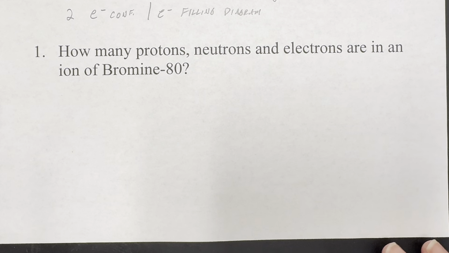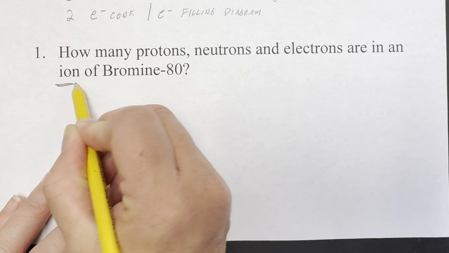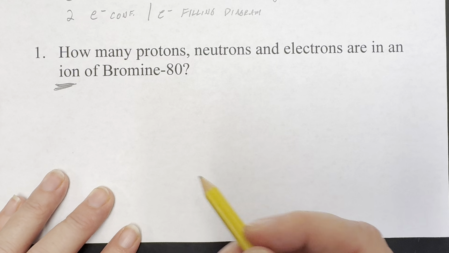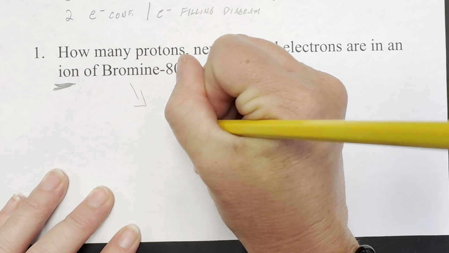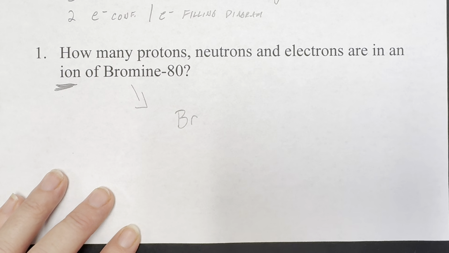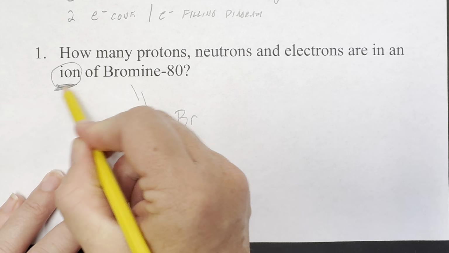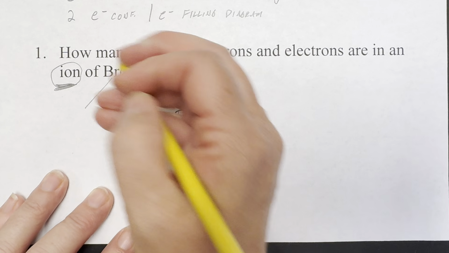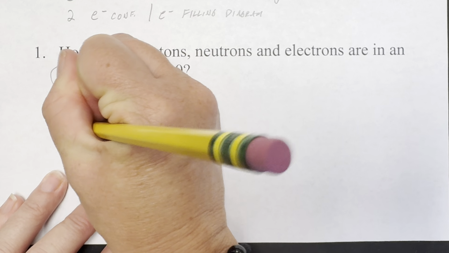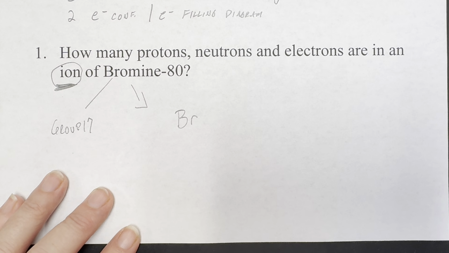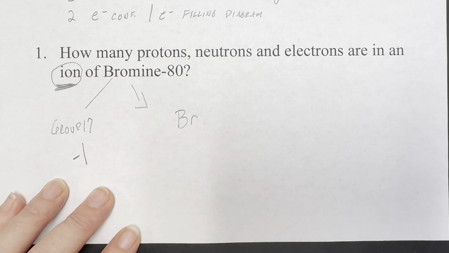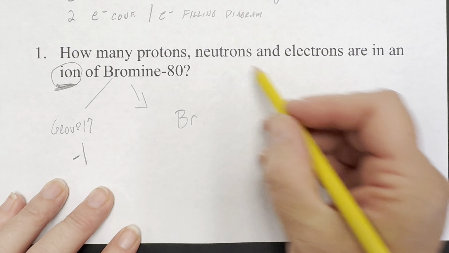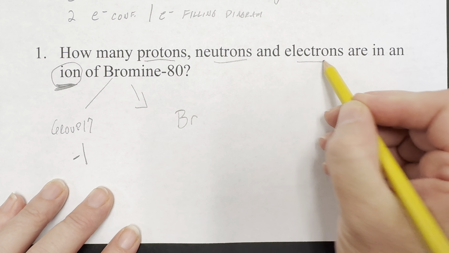So number 1, how many protons, neutrons, and electrons are in an ion of bromine 80? So a couple of things. First of all, this is bromine, and the symbol for bromine is Br. You need to know that. I'm asking for an ion of bromine. Well, bromine is in group 17, and as we went over in your notes, group 17 all has a charge of -1.